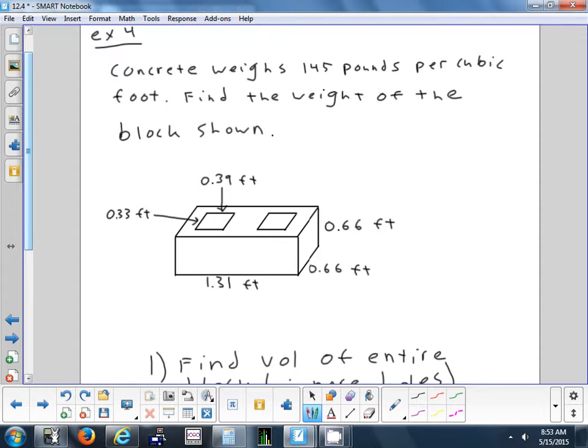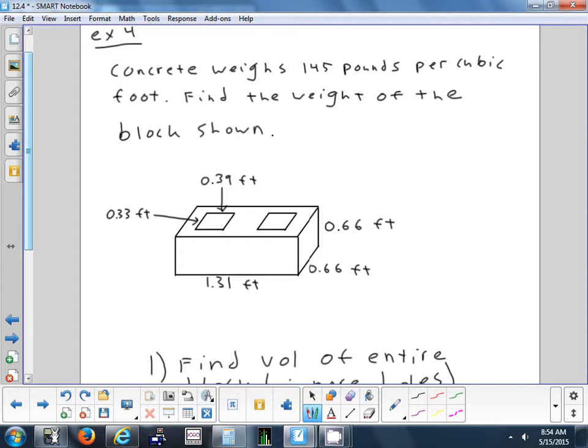Oh, I didn't say that, 145 pounds. Yep, we know that each cubic foot weighs 145 pounds. Pretty heavy. So if you had a cement block, foot by foot by foot, that's what they're saying it would weigh. So once we have our volume, how are we going to change that into weight? Cubic feet. You multiply the volume by the pounds. Yeah. Once you have your volume, multiply by 145.